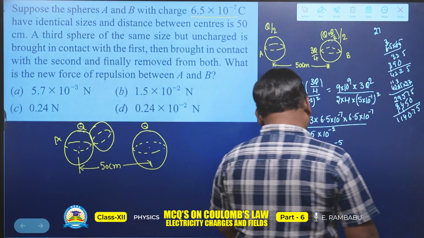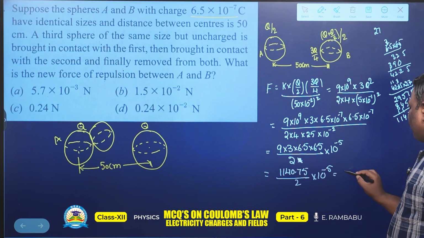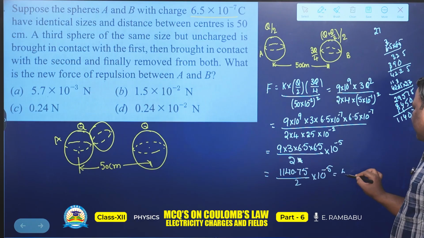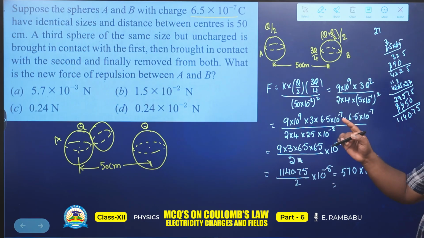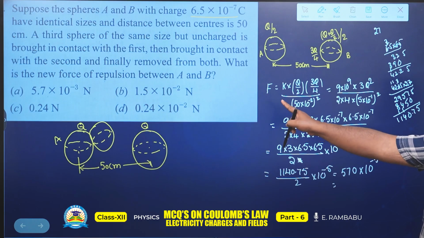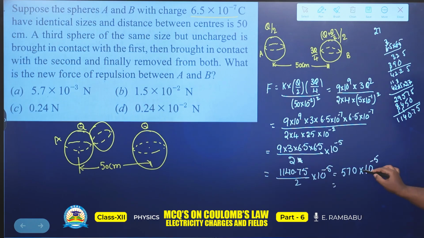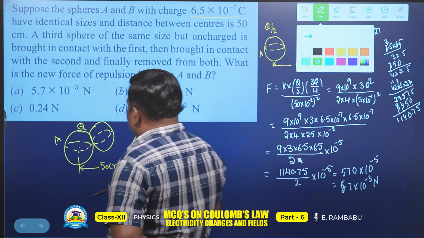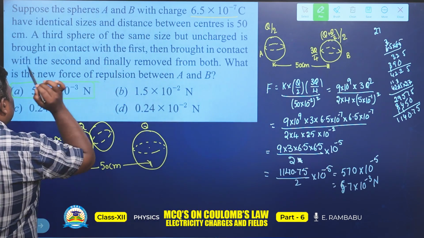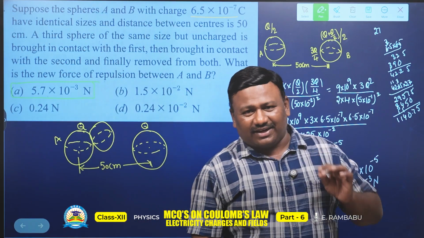Now again we are going to divide by 2. 2 5s are 10, 2 7s are 14, and here 0 is there. Approximately it is 570 into 10 to the power minus 5, and here the decimal point is after 1 or 2 places, so I am going to multiply with 10 to the power minus 2. It can be taken as 5.7 into 10 to the power minus 3 newtons. So the value of the force is 5.7 into 10 to the power minus 3 newtons.